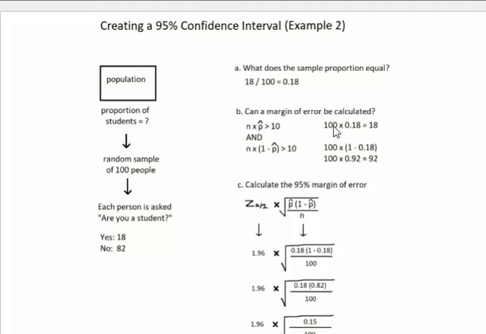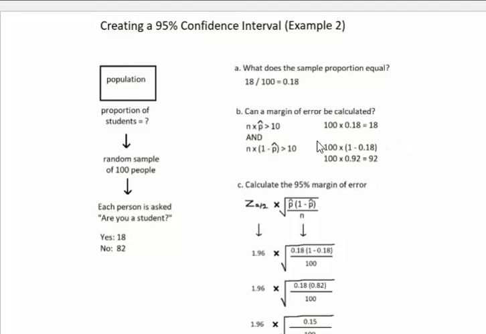So n times p is 18, n times 1 minus p is 92. They're both 10 or larger, right? This is above 10, 18 is above 10, 92 is also above 10. So this checks off, that checks off, and the answer is a yes.